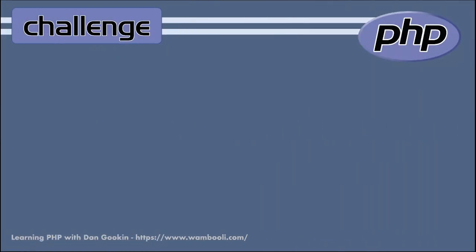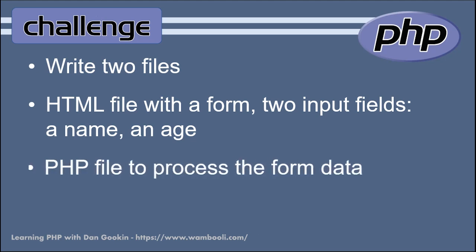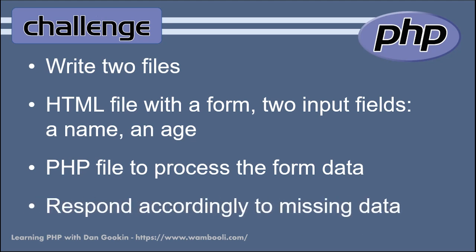Your task for this chapter's challenge is to write two files. The first is an HTML file that has a form with two input fields, one for a name and another for an age. The second is a PHP file that processes the form's data. You can choose whether to use get or post methods. I use get in my solution. Ensure that if the data isn't submitted, the PHP file responds accordingly.